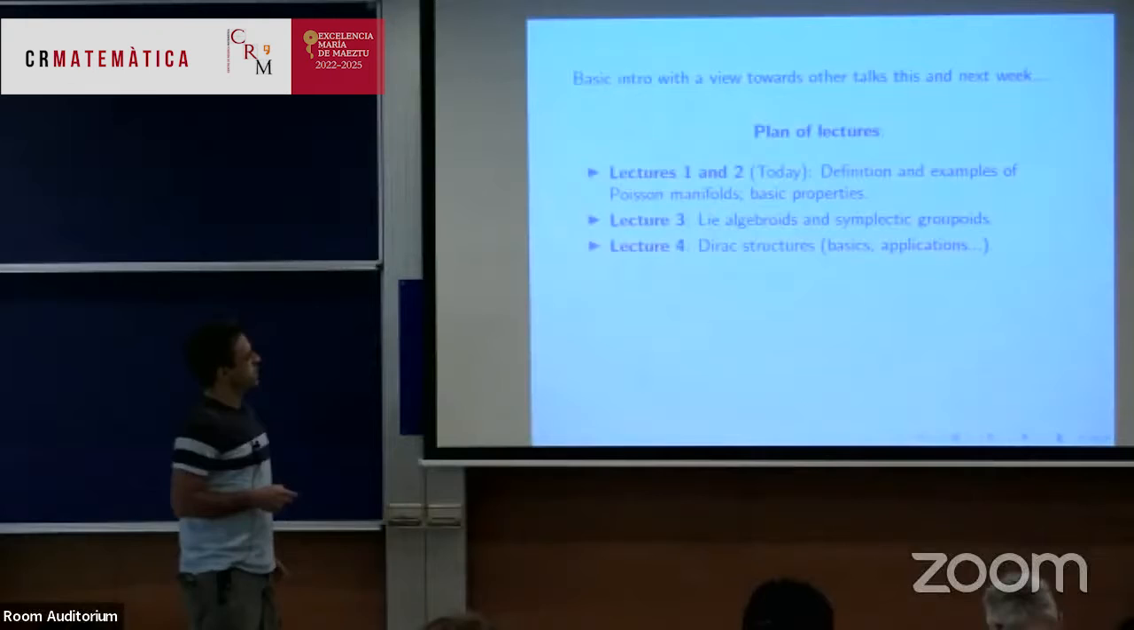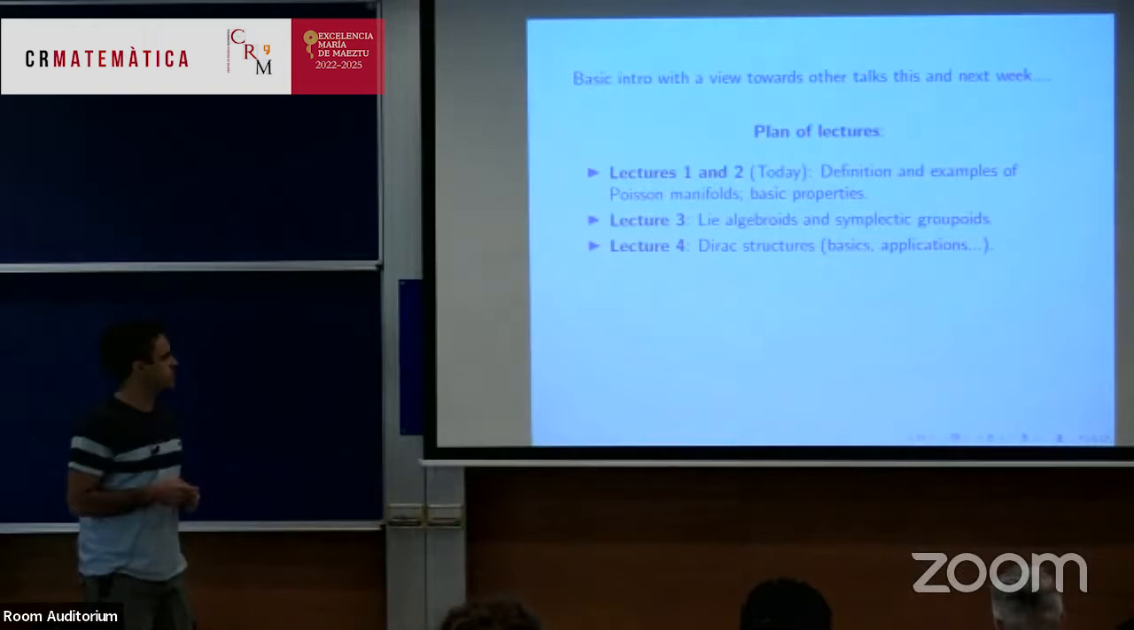So here's a plan for the lectures. Today we have two lectures back to back, and what I hope to do is to present the main definition and examples of Poisson manifolds in the first lecture and their basic properties in the second lecture. And then lecture three is about these tools that I mentioned before, the algebroids and symplectic groupoids. And the fourth lecture is about a pretty important, relatively modern point of view on Poisson structures that sees them as part of something more general called Dirac structures.